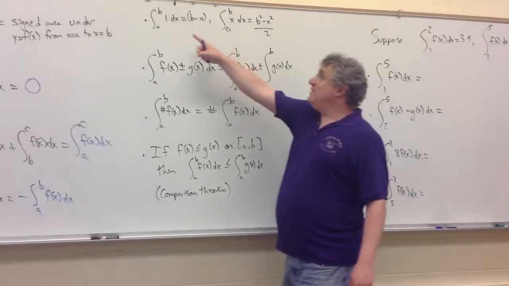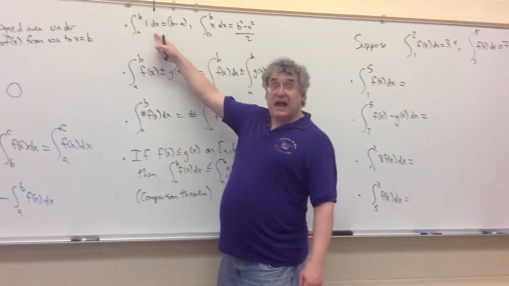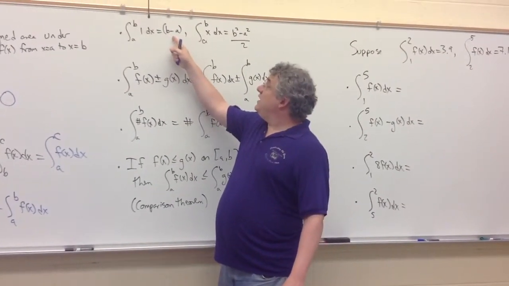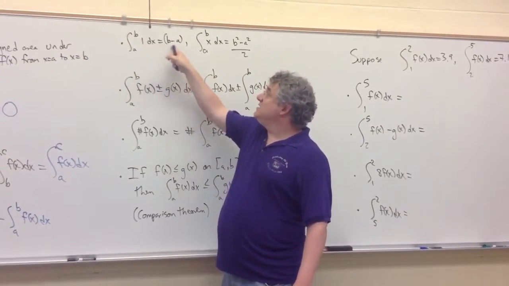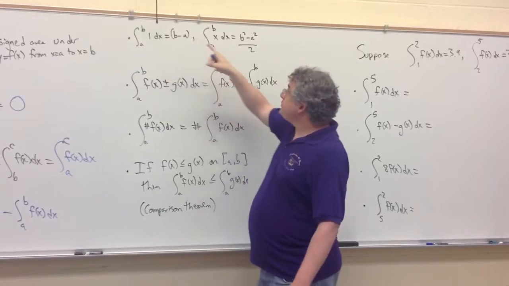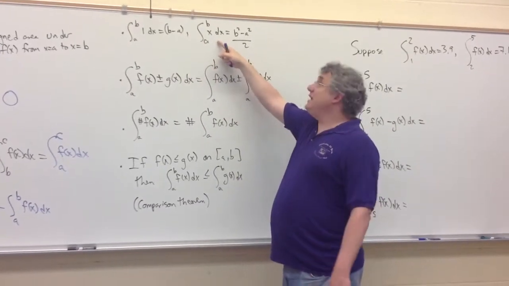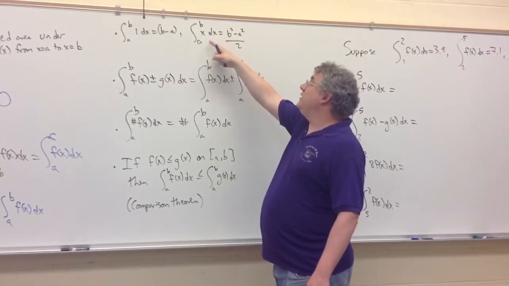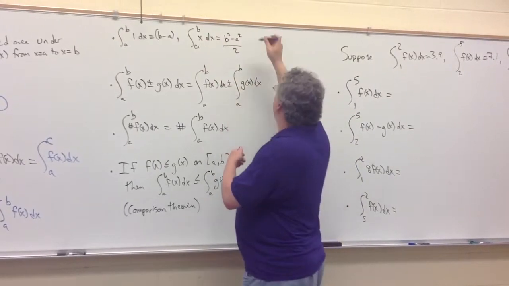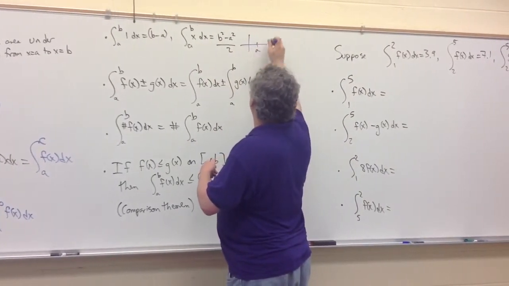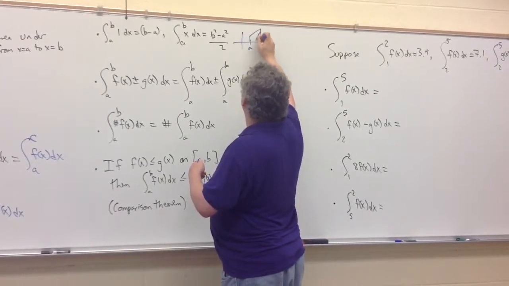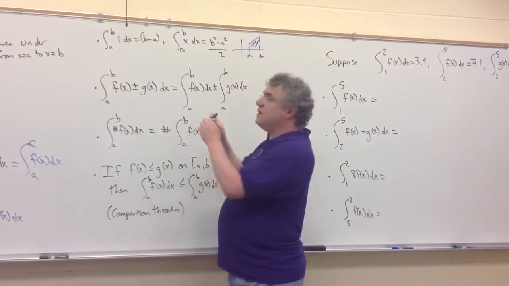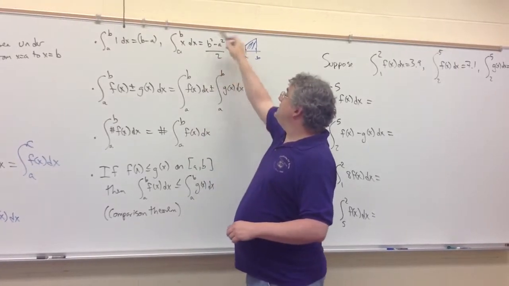Couple of just direct ones. If I've just got a constant, all I have is a rectangle, and the total area is just whatever that number is, 1 in this case, times the length. If I have an x, I've got a triangle. If I'm going from a to b, it'll be a trapezoid. And the trapezoid area is there.